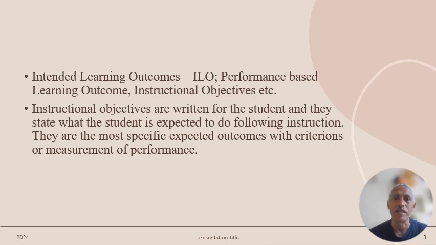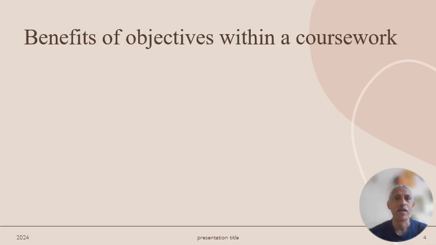But that's not it. It's not about what you will be doing. Learning objectives should be written in terms of what you want the students to learn, what they will grasp, what they will understand, what they will be able to do. So it's about the students. They are the most specific expected outcomes, with criteria and measurement of performance. We'll talk about that in a minute.